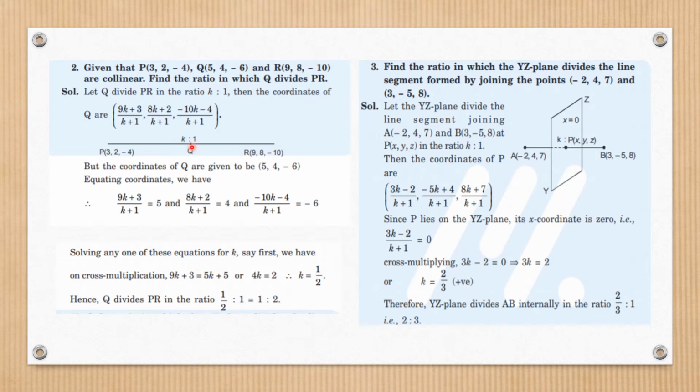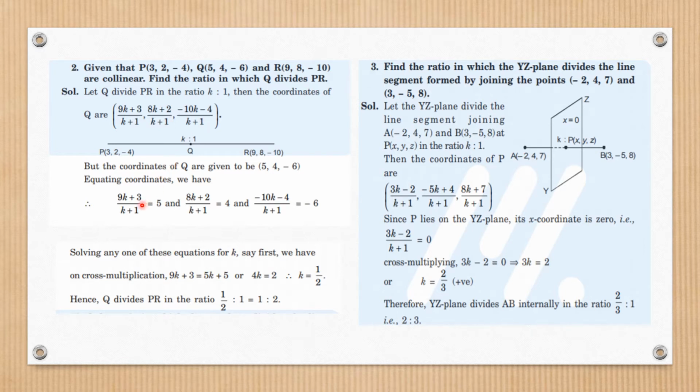Let us suppose that. So by applying the section formula, the coordinates of Q are (9k plus 3) upon (k plus 1), (8k plus 2) upon (k plus 1), (minus 10k minus 4) upon (k plus 1). But the coordinates of Q are given. So to get the value of k, let us equate them. You can equate either one of them to get the value of k, like I'm getting k as half, and then you can check whether the other 2 are equal. This is also one way.